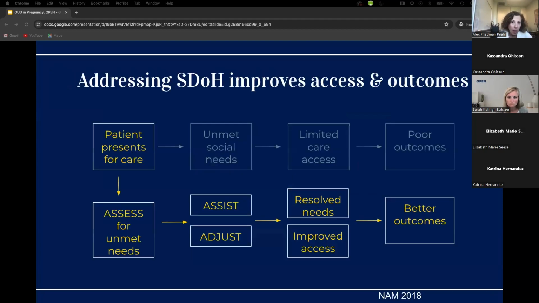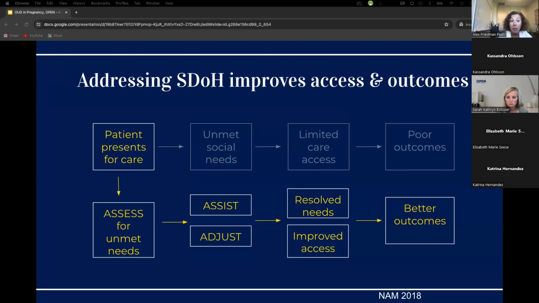But also, I would argue that clinicians have a role to play in addressing unmet social needs. Traditionally, clinicians have just followed the top row of this figure. The patient comes for care. They may have some unmet social needs, which we don't really notice until the patient doesn't come for care. And then we see poor outcomes.